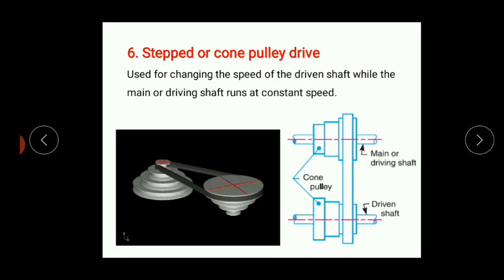With a stepped pulley, one thing you should always remember is that you can't change the belt. The belt size should remain constant, and the design of the pulley should be such that the belt does not need to be changed for achieving a different velocity ratio.